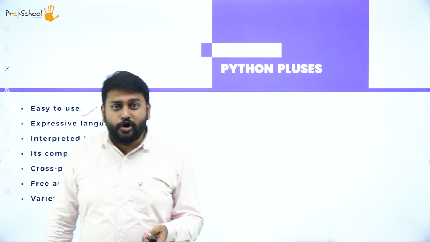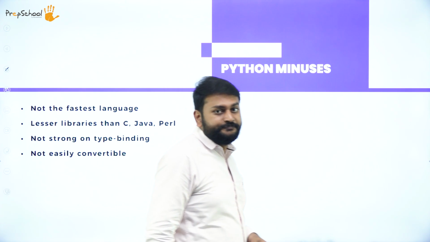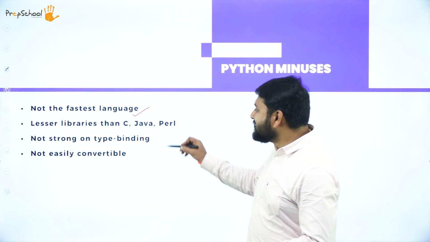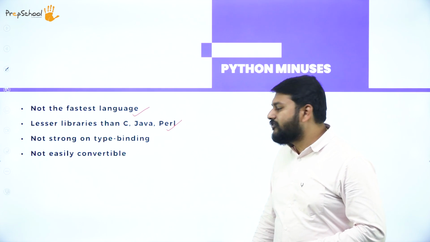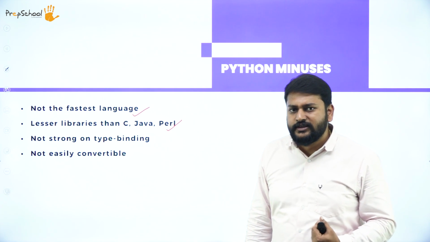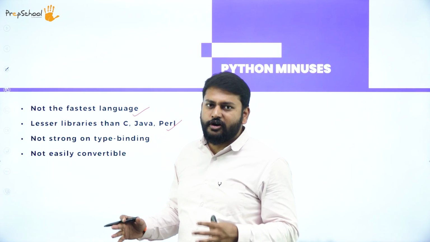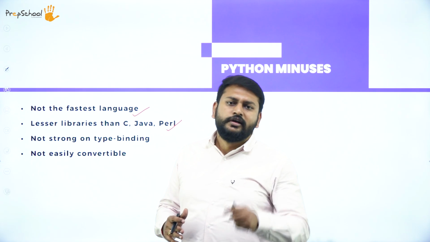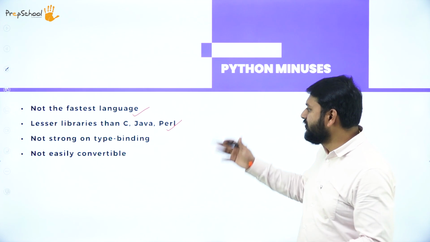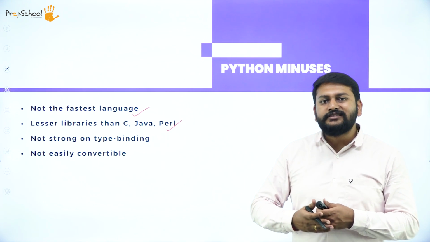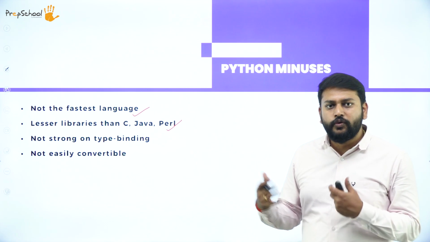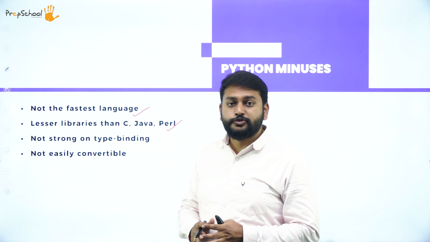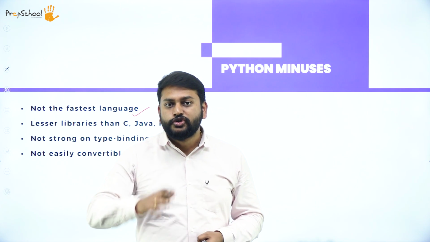And then I have some drawbacks with respect to Python. Let's take a look at that. It's not the fastest language. People say it has fewer libraries than C, Java and Perl, but nowadays it has got a lot of contribution, and a lot of libraries are available these days. I personally don't agree with this point, because in the new versions, libraries are very, very massive with respect to the Python programming language. That's what I feel.